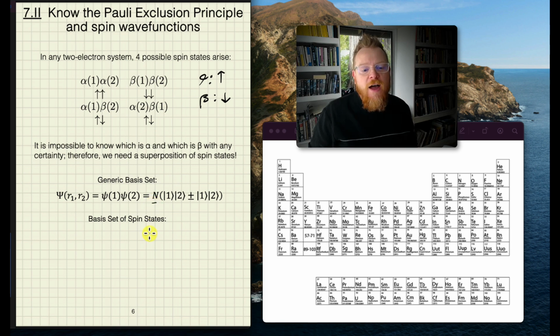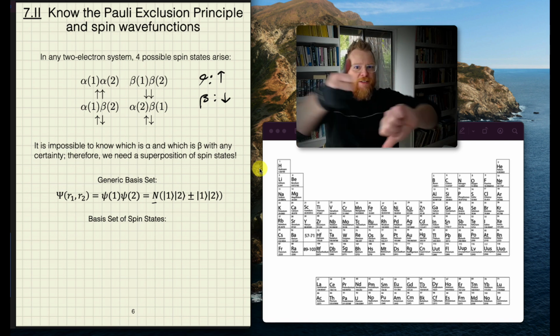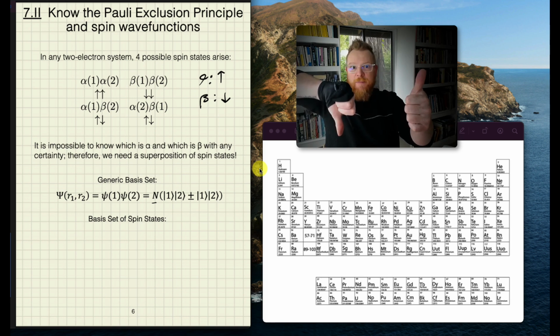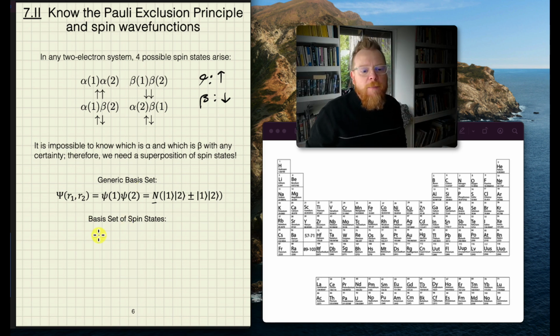We'll have some normalization constant, and it will be multiplied by the product of wave function 1 and wave function 2 plus or minus wave function 2 and wave function 1. So we create the possibility of having plus states or minus states. And remember, that's what Pauli tells us when we switch the labels. So now what that means is we will come up with the following basis sets.